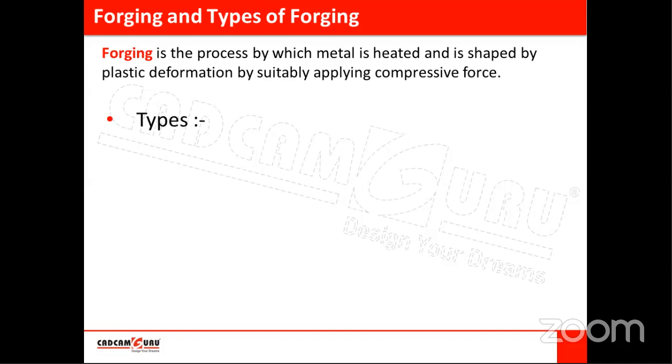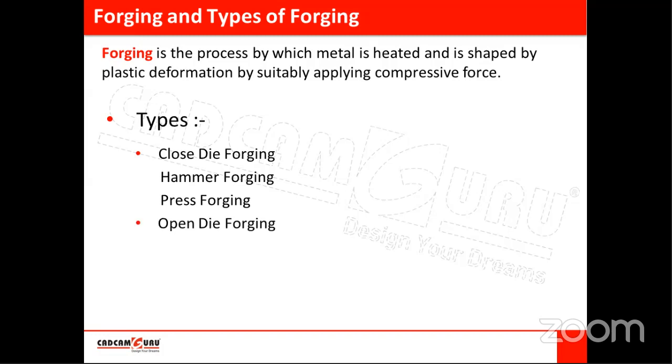The types available for forging are closed die forging, and in closed die forging there are two subtypes, hammer forging and press forging. We'll see what the difference is between hammer forging and press forging. So this is one type, called closed die forging. The other one is open die forging. What is open die forging? We will see. Next is cold forging, then the other one is rolled ring forging. We will see these processes one by one: closed die forging, open die forging, cold forging, then rolled ring forging. These are the different types.